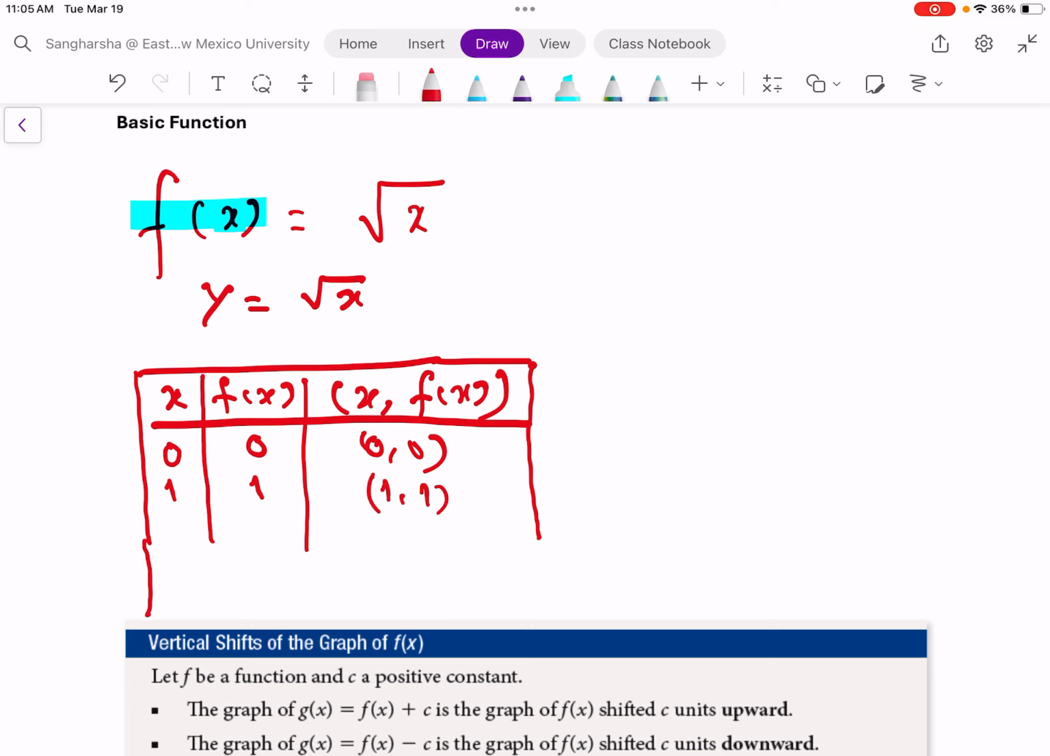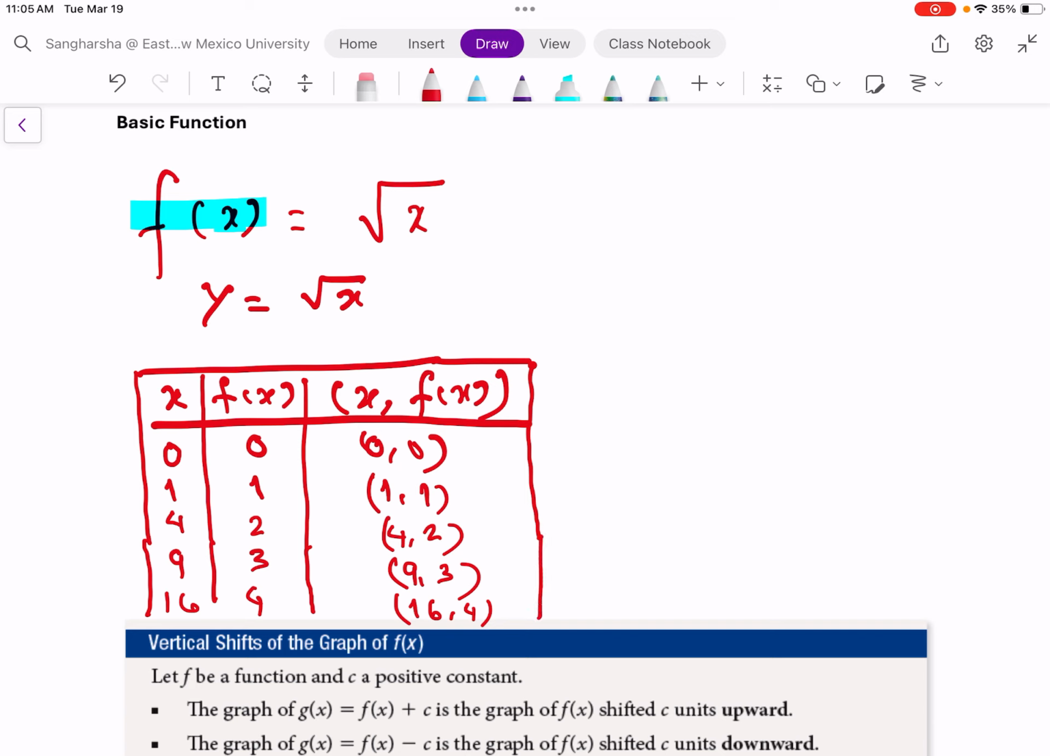Okay, we can choose 2, 3, or like 2.5. You can choose any number which is greater than 0, but let me go ahead and choose 4. So if input is 4, what will be our output? Square root of 4 is 2, right? So we have (4, 2). Let me choose 9. Then square root of 9 is 3, so we have (9, 3). And let me choose 16. So we have 4. So this is (16, 4).